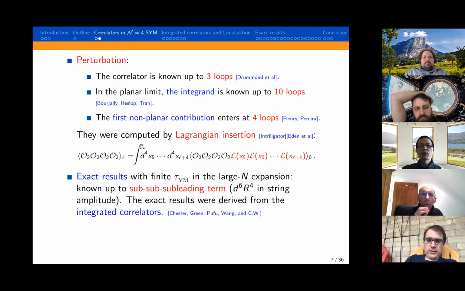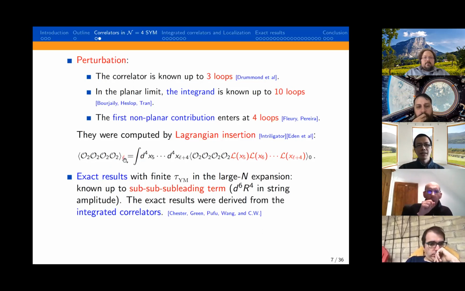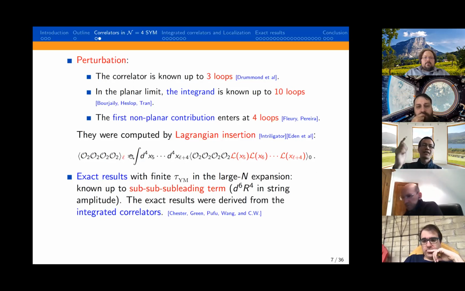So let me just briefly say how this was done. The idea was using so-called Lagrangian insertion. Namely, if we want to compute this object at L loop, it's not surprising: you just take L derivatives with respect to the coupling, you bring down the Lagrangian, and so there will be a relation like this.